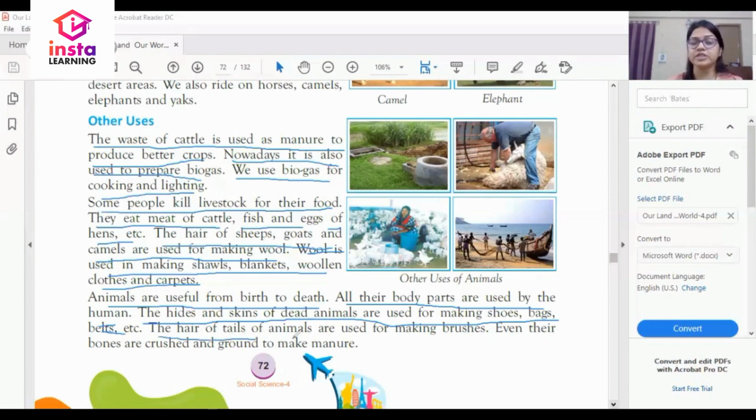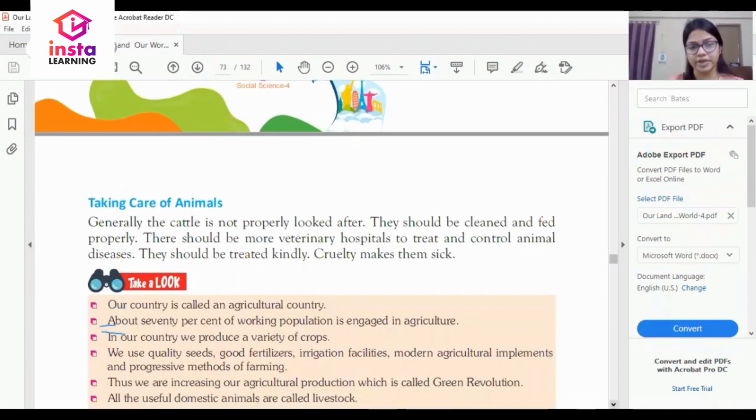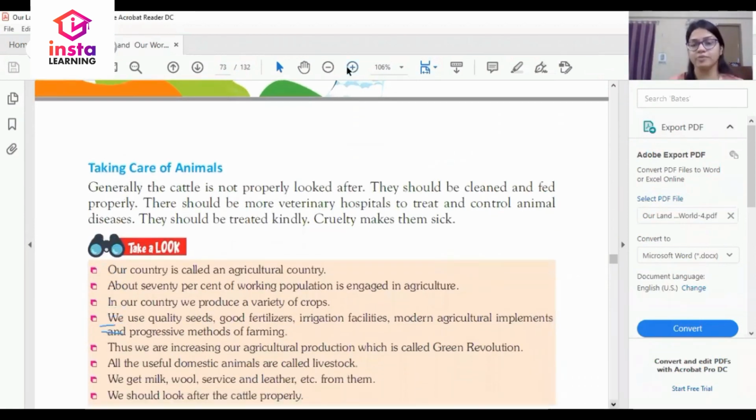The hair of tails of animals is used for making brushes. Even their bones are crushed and ground to make manure. So these are the very important things about animals. So, dear student, these are very important things in the chapter. Let's understand taking care of animals, which is the last learning objective of the chapter. Generally, the cattle are not properly looked after. They should be cleaned and fed properly.